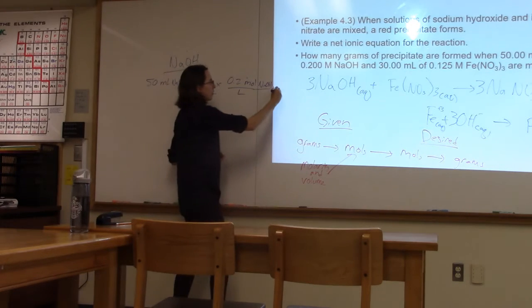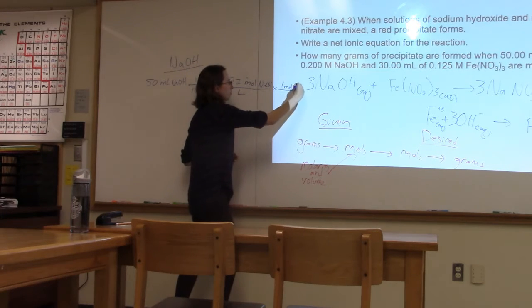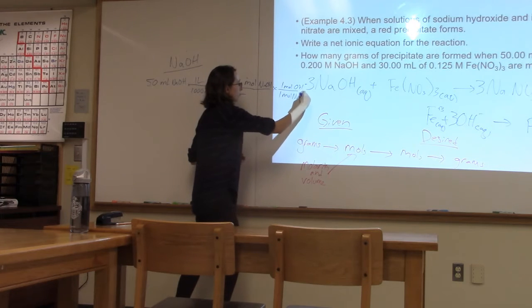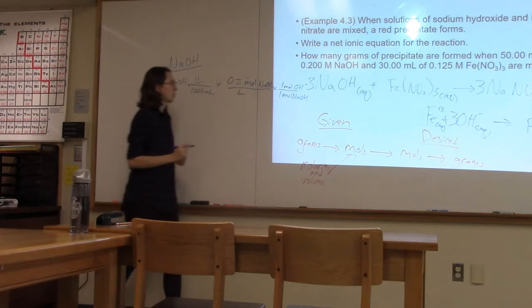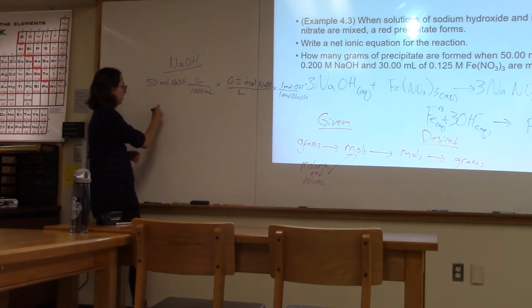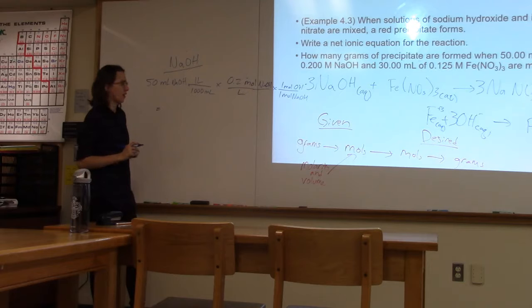You multiply by 1 mole of OH over Na. I'm going to break here. So, what is that? How many moles do I have? Fifty times 0.2 divided by 1,000.